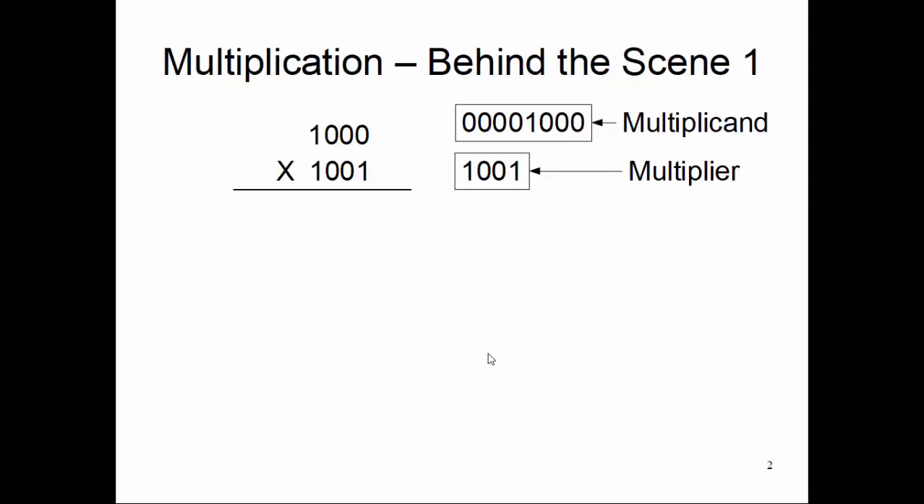Now let's try to understand a little bit more behind the scenes how we can view this multiplication process so that we can actually implement it on a digital circuit. Let's say we have two registers: one 8-bit register which holds the multiplicand, remember, 1 0 0 0. So this 8-bit multiplicand will hold 0 0 0 0 1 0 0 0, and the multiplier is 4-bit 1 0 0 1.